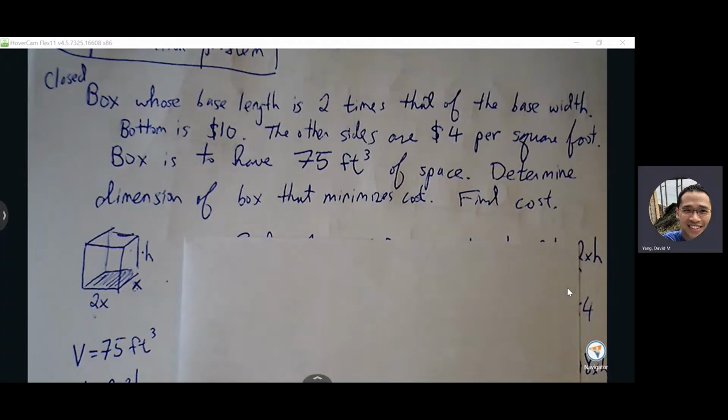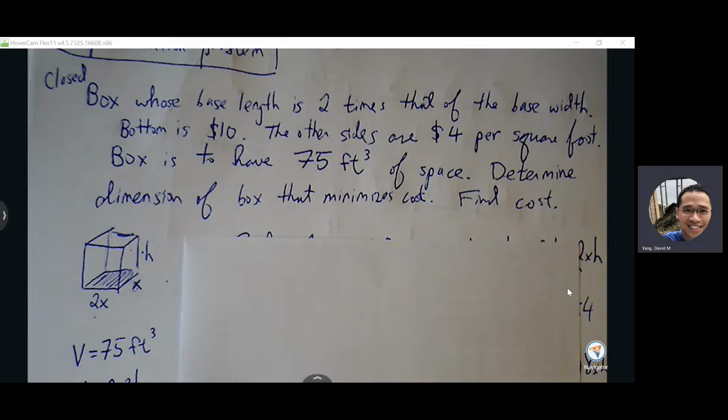Okay, so we want a closed box whose base length is twice that of the width. The bottom is the most expensive, $10 per square foot. The sides and the top are the cheaper ones, $4 per square foot, for the 4 sides and the top. The box has 75 cubic feet of space. Determine the dimensions of the box that minimize cost. Find the cost.